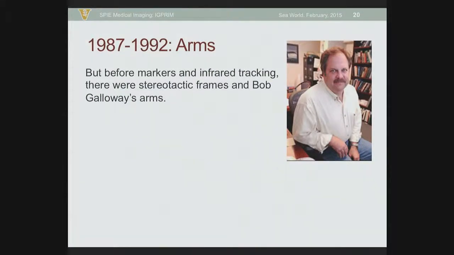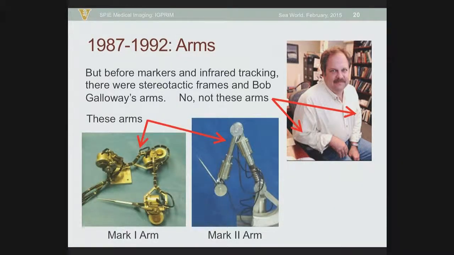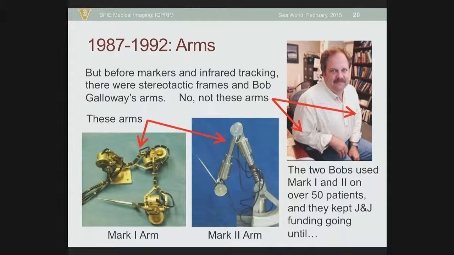Well, before there was markers and infrared tracking and all that, there was stereotactic frames to do this, and there was Bob Galloway's arms. Oh, no, not those arms, these arms. His Mark I and Mark II arms, which were 6 degree of freedom, optically encoded localizers that could tell you where you are in the OR to a fraction of a millimeter. And we needed that because we wanted to be at that millimeter level. He and the other Bob used the Mark I and Mark II on over 50 patients. And that's important. They were pioneering something. They were among the pioneers doing this, but it was also important because they were convincing Johnson & Johnson to keep the funding going. And that was tough to do.